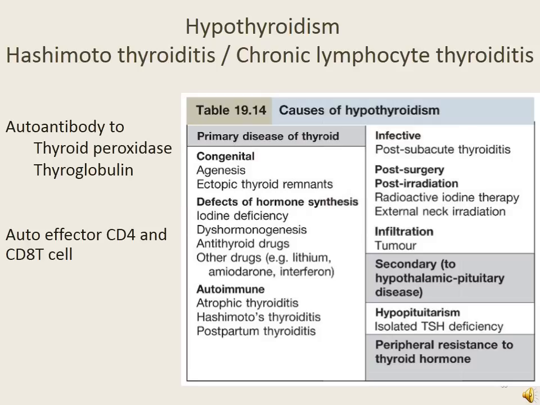Okay, the table shows you what the causes of hypothyroidism are. Okay, this can be congenital, a defect of hormone synthesis, as well as autoimmunity. Okay, three types are written down: atrophic thyroiditis, Hashimoto thyroiditis, and postpartum thyroiditis. Okay, infection can cause hypothyroidism as well.